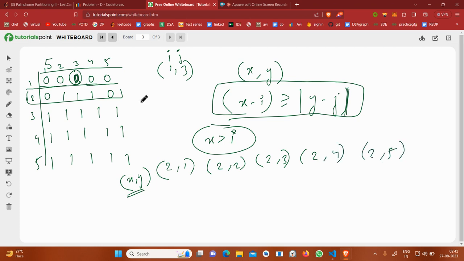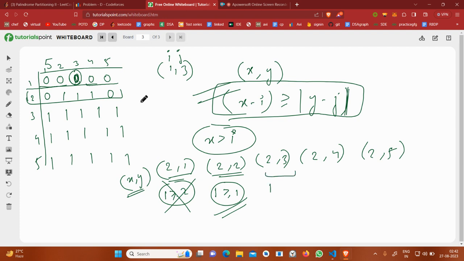Let's just see which are the cells which would satisfy this given condition. For 2 comma 1, you can see that 2 minus 1, which is 1, is not greater than or equal to mod of 3 minus 1, which is 2. So this cell is not going to be affected if I invert this. Let's see for this. It would be 1 greater than or equal to 1. Yes, it is satisfying. Means 2 minus 1 is greater than or equal to mod of 3 minus 2.